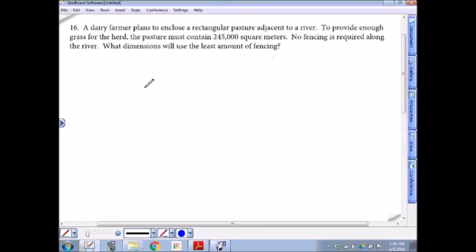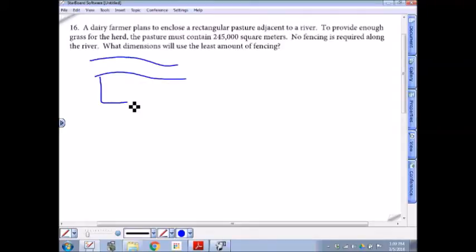Okay, question 16. The phrase at the end, what dimensions will use the least amount of fencing? In other words, what's the minimum amount of fencing to be used, but still have 245,000 square meters of area? So this is an optimization problem.